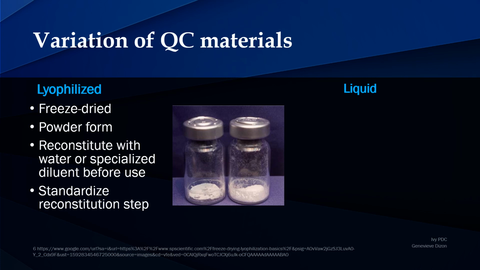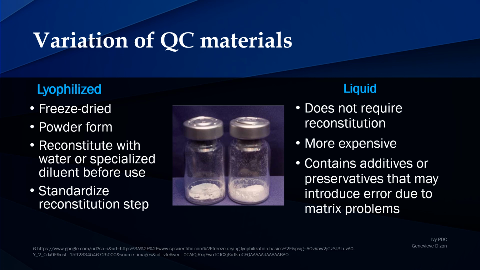Now, there are standardized steps in reconstitution. The liquid form, on the other hand, does not require reconstitution, and that makes it more expensive. Why? Because it is already ready to use. But one downside of it is that it contains additives or preservatives that may introduce error due to matrix problems. What is matrix? A quality control matrix is the base added to the control material. For example, the spiking materials or the preservatives. Now, ideally, there should be the same matrix as the specimen so that it can behave as the real specimen.